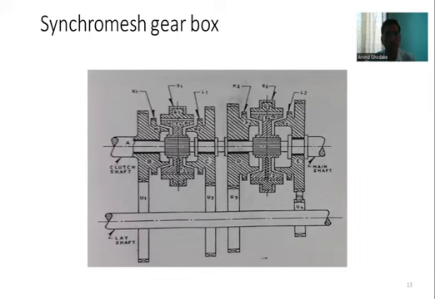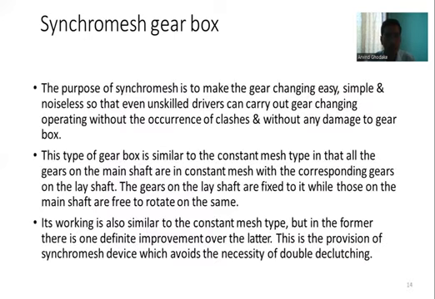So this is the diagrammatic representation of the synchro mesh gearbox. You can observe here B, C, D, E are the gears, and U1, U2, U3, and U4 are the gears mounted on the lay shaft. And you can also see the clutch shaft on which one gear is located. Then we have different mechanisms S1 and S2 for synchronizing the speed in the gearbox. The purpose of the synchro mesh gearbox is to make gear changing easy, simple and noiseless, so that even an unskilled driver can carry out gear changing without any damage to the gearbox.